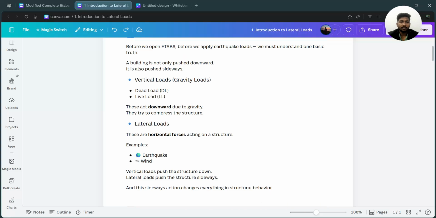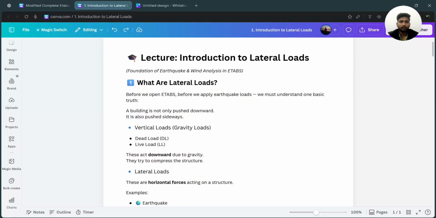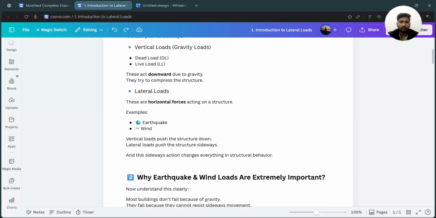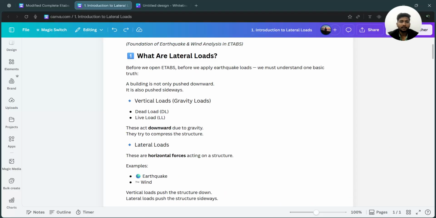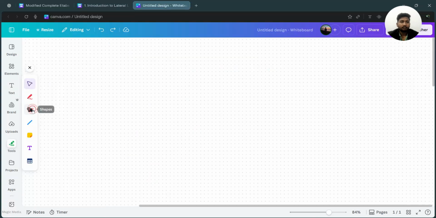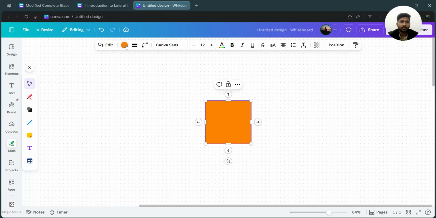And the second type of load that we are going to see now is the lateral load. These are the horizontal forces acting on a structure. Examples of lateral loads are earthquake and wind. These are the 2 examples of lateral loads acting on a building. Vertical loads push the structure down, lateral loads push the structure sideways. And this sideways action changes everything in the structure's behavior. Now let's see the main difference between vertical and lateral load using some tool here. I will just take a rectangle and change its color.